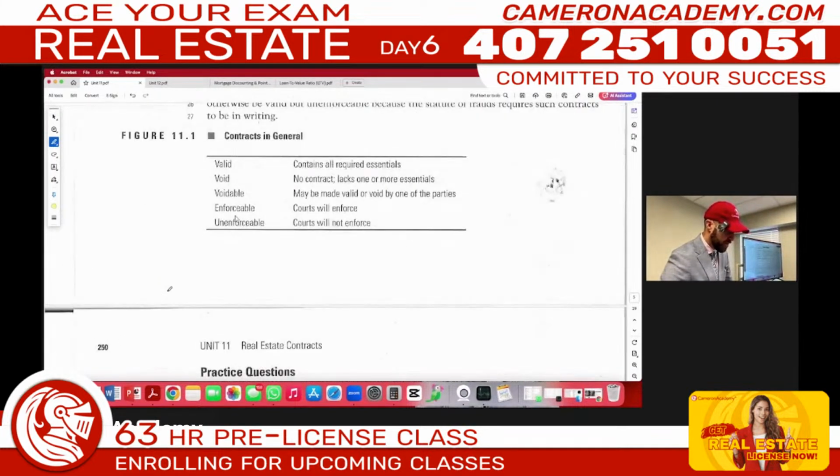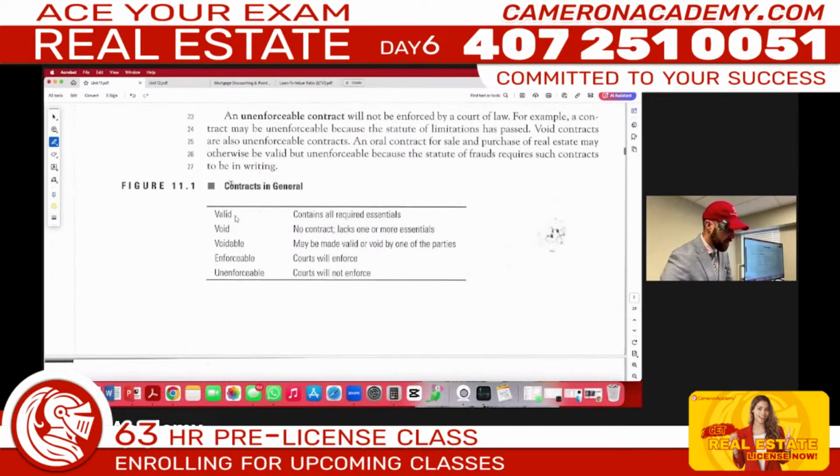Now I get to discuss with you guys contracts in general, figure 11.1. Let's go through this list. A contract is valid if it contains all of the essentials. What are the essentials? Remember the four: competent parties, offer and acceptance, legal purpose, consideration. It's void if it's missing any one of those four. For instance, if there's something illegal in the contract, it does not exist. It's void. It's not valid.